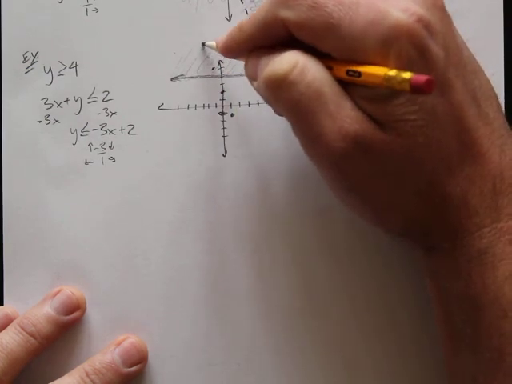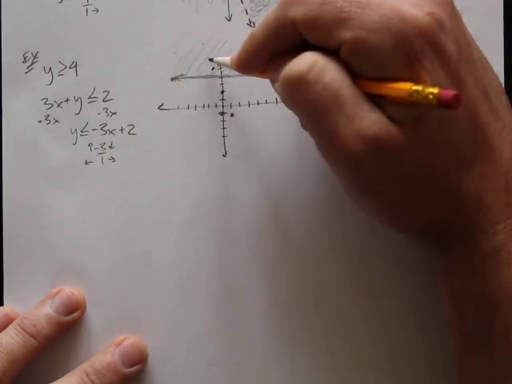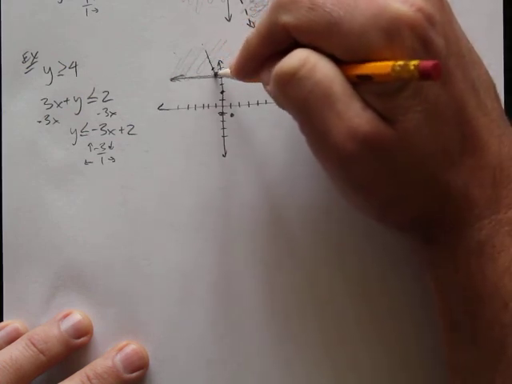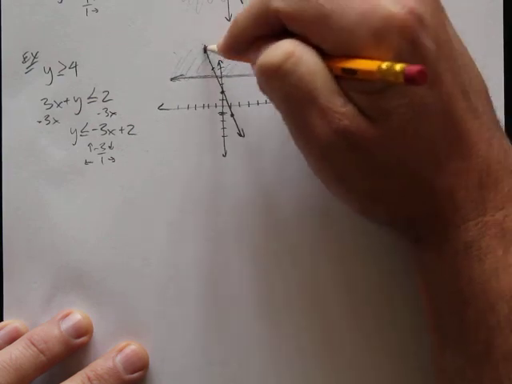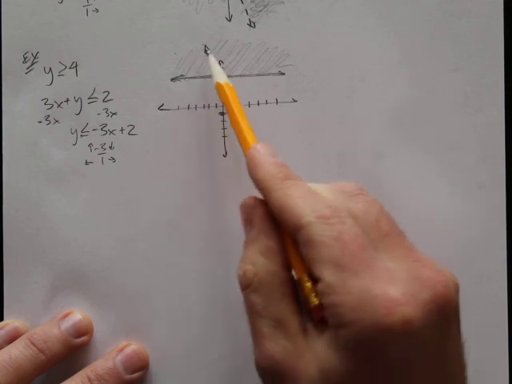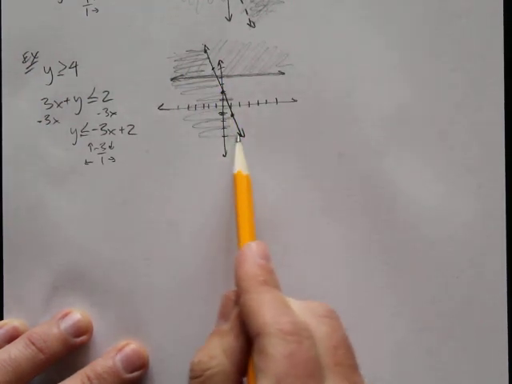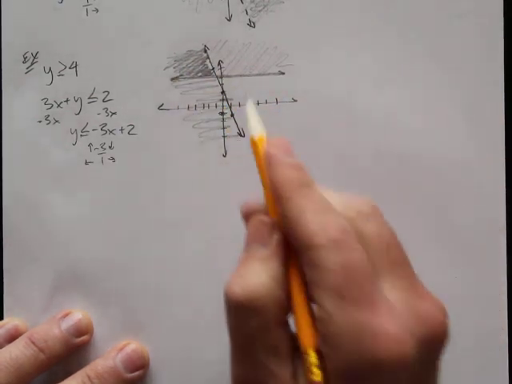So now this is or equals to, so that means my line should be solid. Comes down like that at that angle. And now y is less than this line, so I'm going to shade underneath this line, and here is my solution.